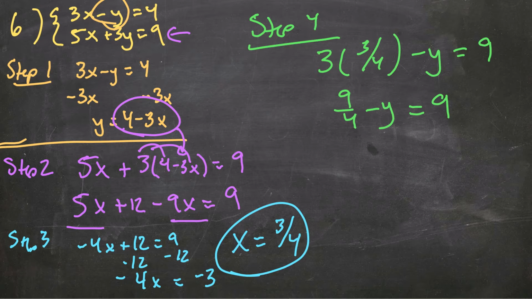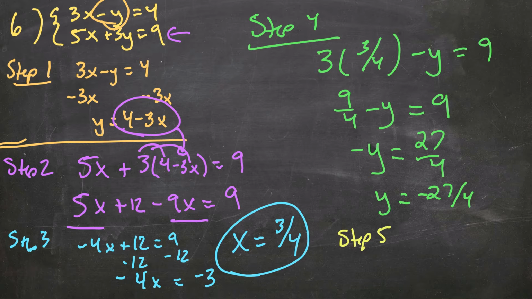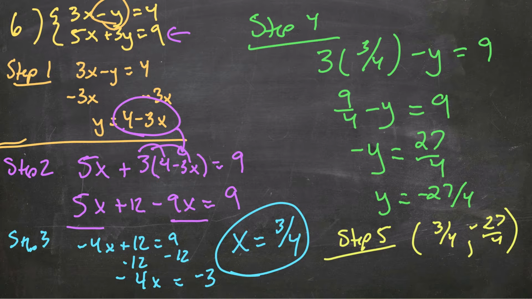I'm going to subtract 9/4 from both sides. So I get minus y equals 27 over 4. So y equals negative 27 over 4. So my ordered pair in step 5 is I'm going to take my x, I'm going to take my y. I'm going to say 3/4, negative 27/4 is the solution.